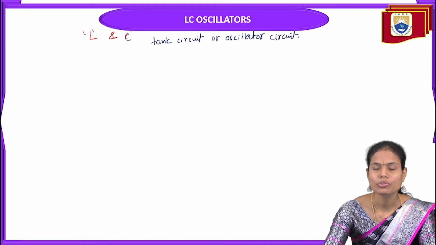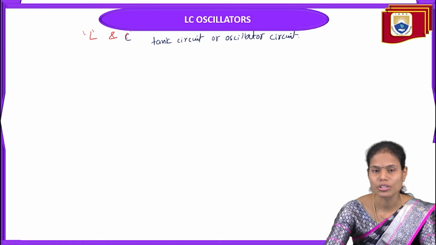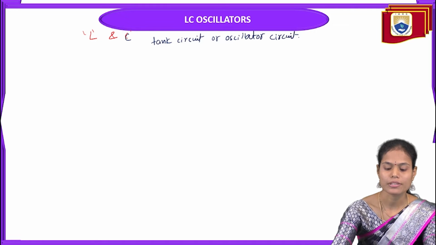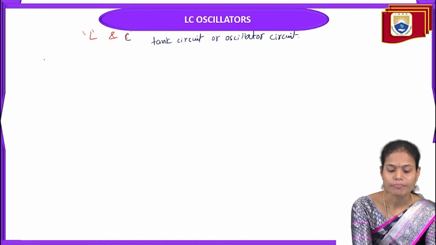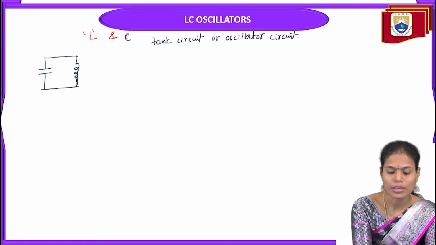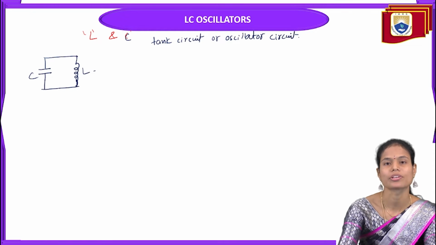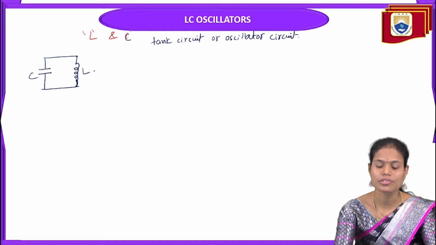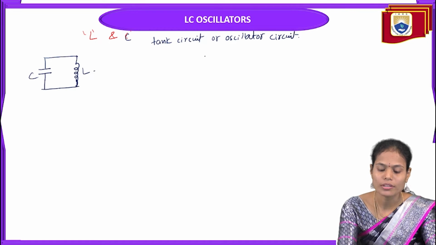Okay. So before going to the types of LC oscillators, let us see how this tank circuit is utilized in order to generate the oscillations in the oscillator network. For that purpose, I am considering one capacitor as well as one inductor. I am considering the parallel combination of both the capacitor and inductor here. In that, first I am considering the capacitor only.